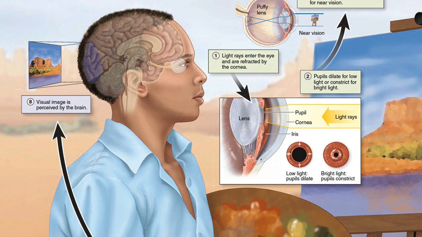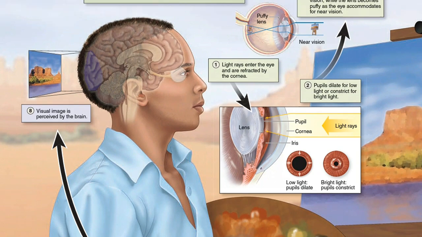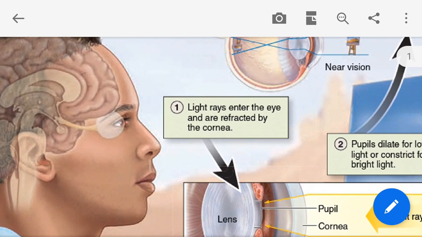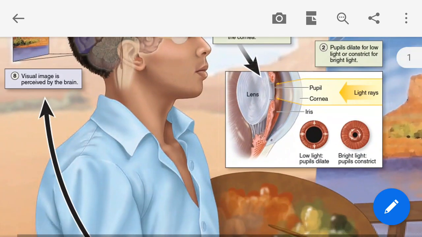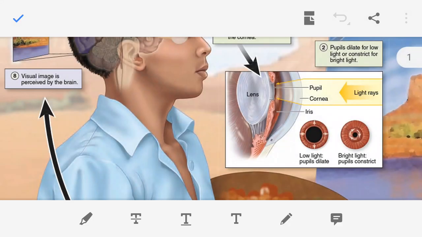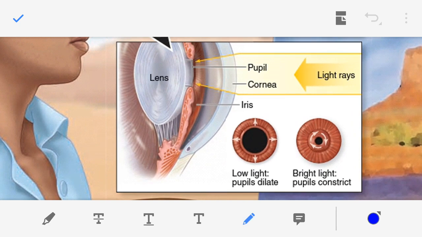How is this painter seeing this mountain? What is the mechanism? First point: light rays from the mountain enter the boy's eye, and when the light rays enter the boy's eye, they are refracted by the cornea. In this figure, you can see light rays from the mountain entering the boy's eye, and from the cornea these light rays are bending, that means they are refracted.